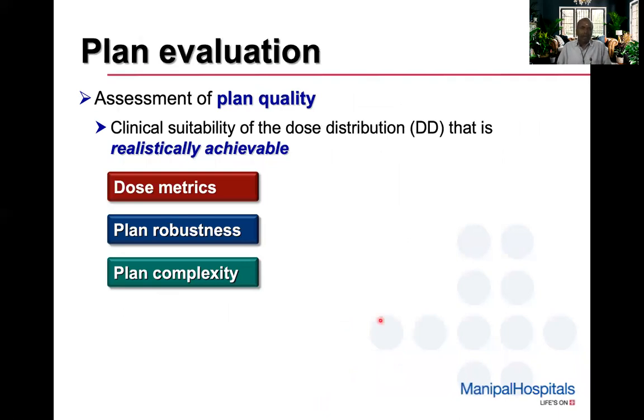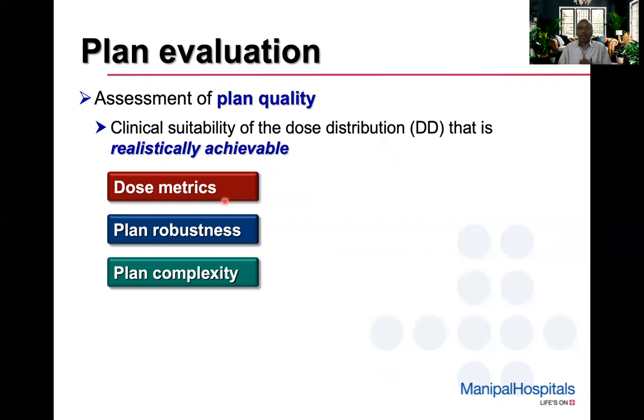Now, coming to the second part of the presentation, that is the plan evaluation. What we mean by plan evaluation is that we are going to assess the plan quality, that is, the dose distribution that is realistically achievable for a plan that we have developed. We are going to see whether that is clinically suitable for delivering to a patient or not. And that is what we call plan evaluation.